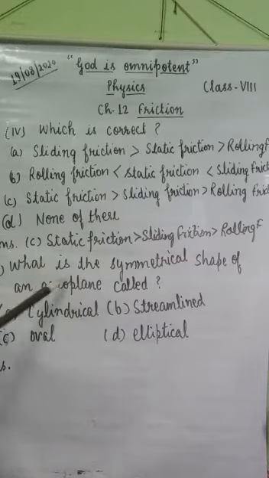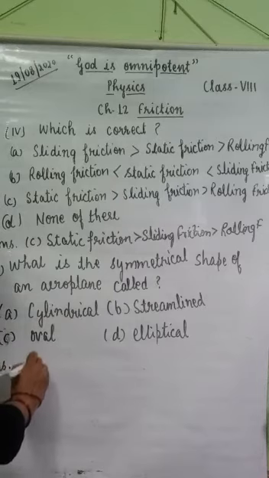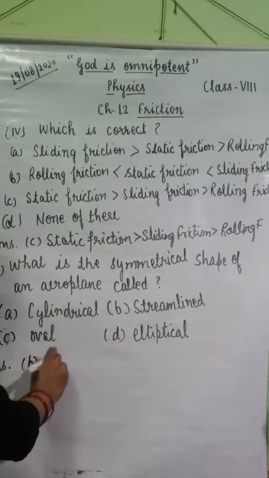Next, what is the symmetrical shape of an aeroplane called? Cylindrical, streamlined, oval or elliptical. You know that an aeroplane has a streamlined shape due to which it moves in air easily. So option B is correct, streamlined shape.